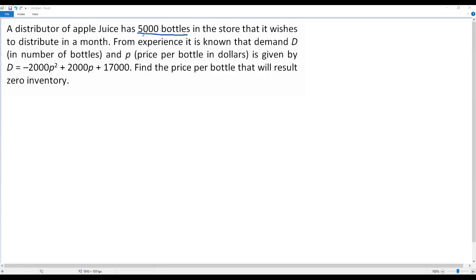If I want all the 5,000 bottles to be sold, then the demand for the apple juice bottles must be 5,000, so that I'll be able to sell all the 5,000 bottles. The inventory will become zero. That means the value of this D has to be 5,000. So if there is a demand of 5,000 bottles, we can sell all the bottles and make the inventory zero. In that scenario, we can find the value of P, that is the price per bottle. Now we have to plug in this 5,000 for the demand D over here and solve for P in the equation. Let me plug in this 5,000 for D.